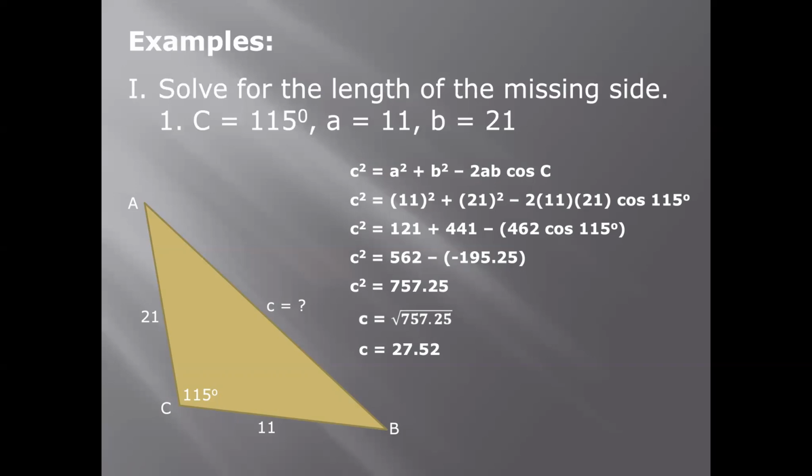If you are using a natural display calculator or a scientific calculator, you can input directly all the values into the formula. So meaning, you can just show the solution, the first line or the second line, and then you will arrive already at the final answer. Or if you want, you can already include the square root symbol on the first line of the formula so that at the end you will arrive at 27.52. So that is how we solve for the side of a given triangle using the law of cosines.